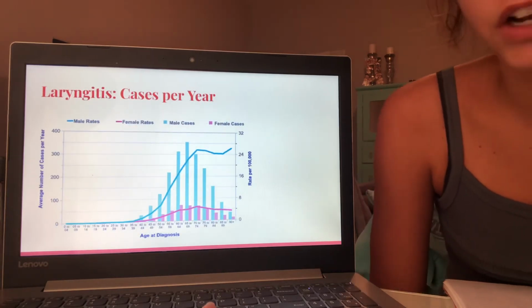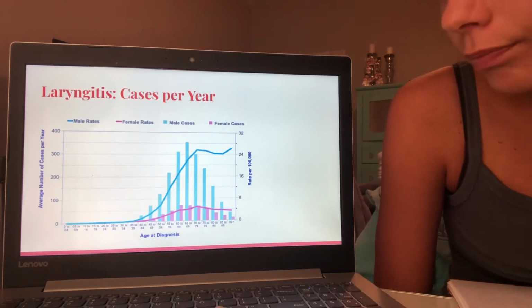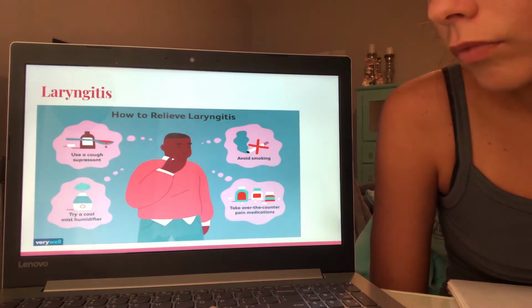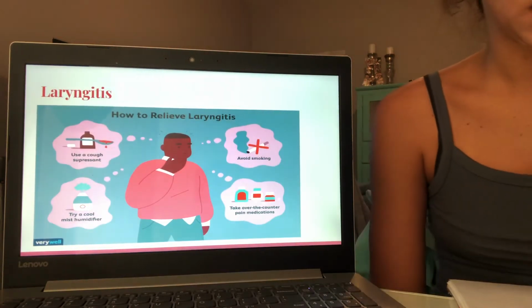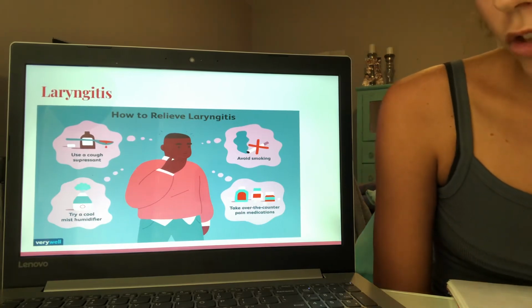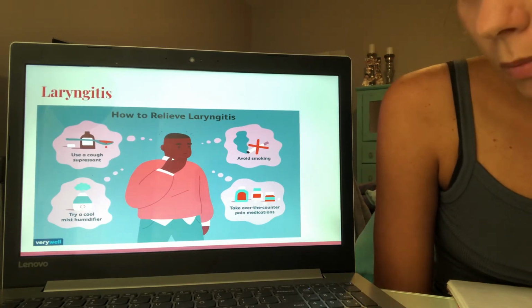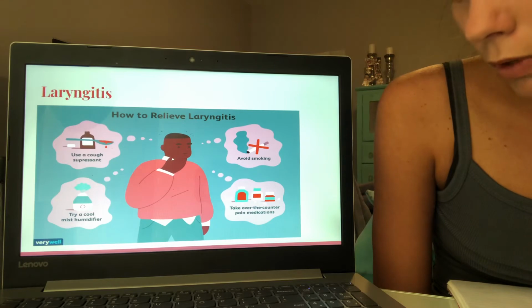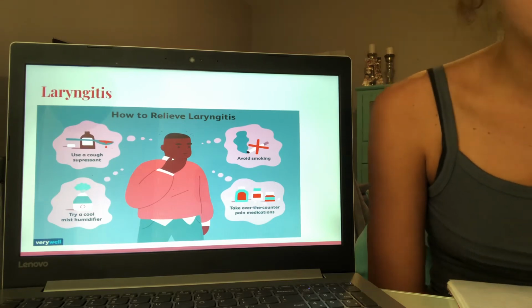And then this is laryngitis cases per year. And how to relieve pharyngitis: use cough suppressant, avoid smoking, try a cool mist humidifier, and take over-the-counter pain medications.